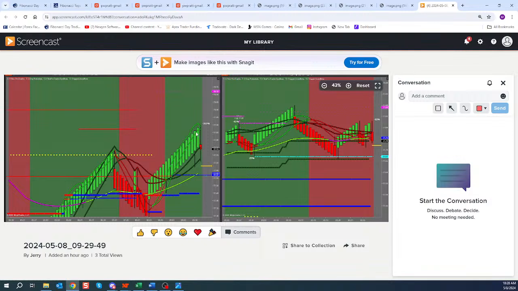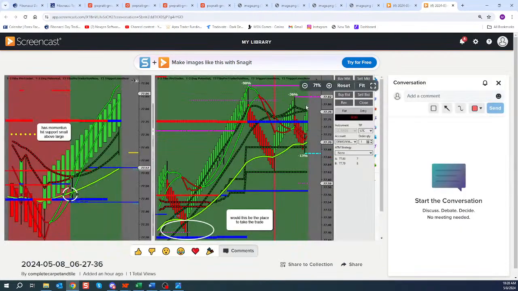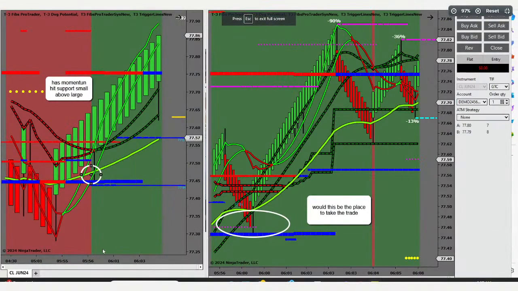And then there's the same idea when it starts to no longer be favorable, when it starts to no longer be the best of the best. And then, Jerry, I love that close up there. Nice job. All right, Gary, let's see what you did, my friend. Gary says 50-50 trade fails, right? Has momentum, hits support, small above large.